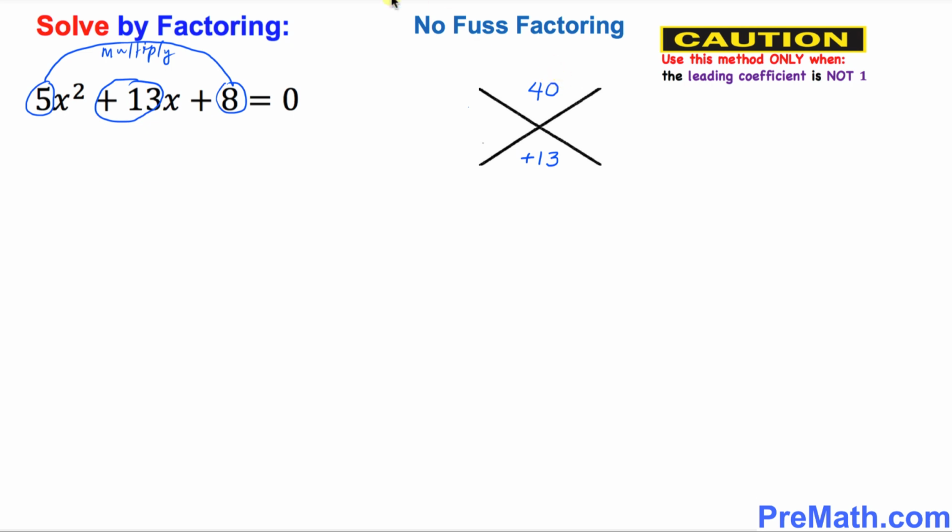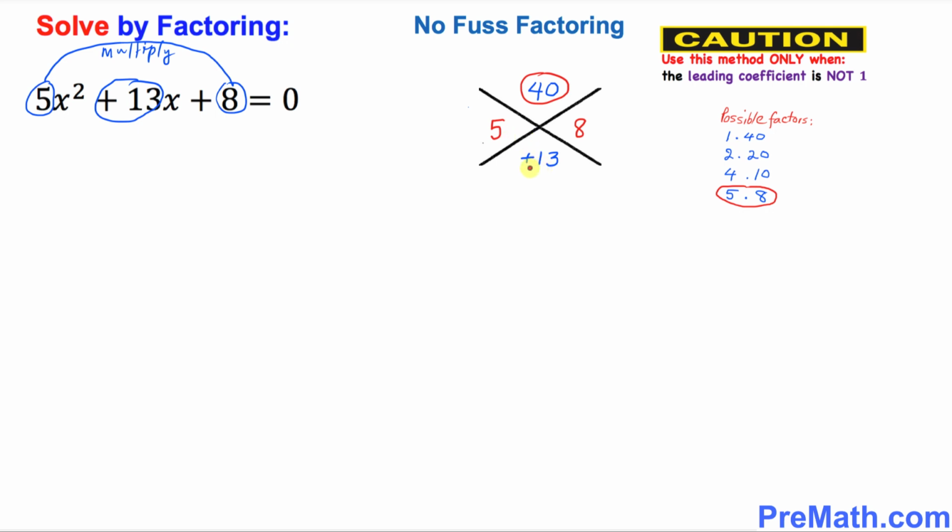Now I want you to focus on this number over here on the top, 40. What are the possible factors of 40? Here I have already listed the possible factors of 40. Now I want you to look at the numbers that, if you add them, must give you 13. So 5 and 8 is going to be the only option we got. I want you to put down those 5 and 8 right up here.